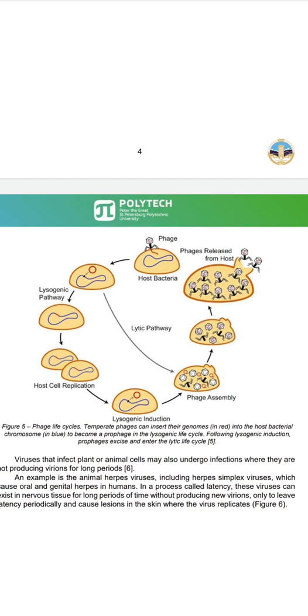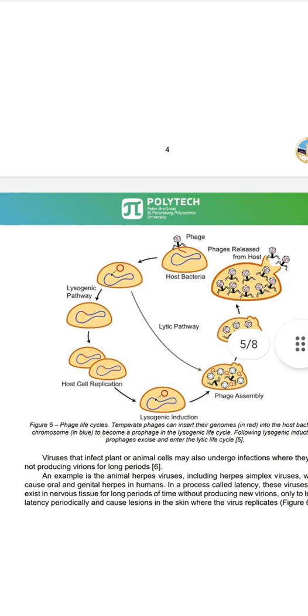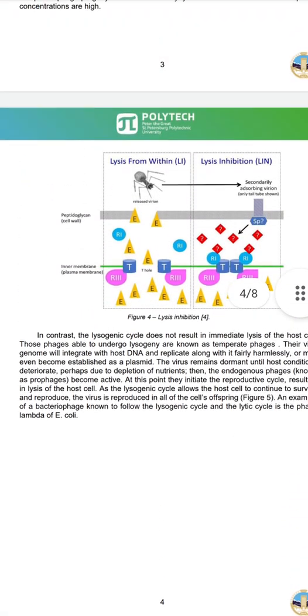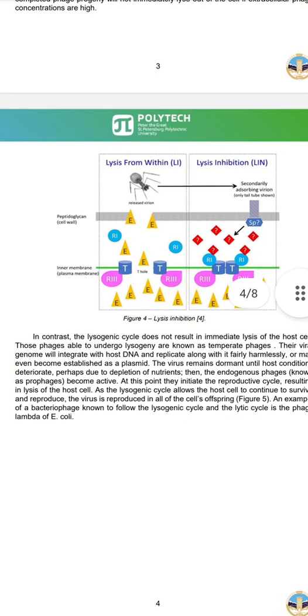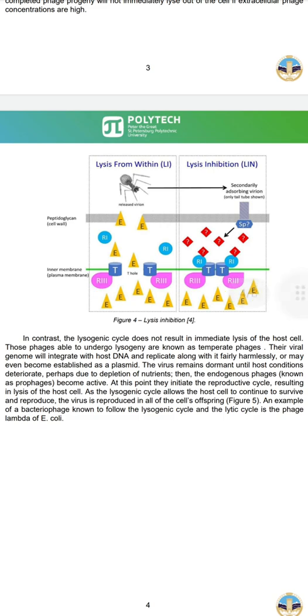To become a prophage in the lysogenic life cycle following lysogenic induction. As the lysogenic cycle allows the host cell to continue to survive and reproduce, the virus is reproduced in all of the cell's offspring. An example of a bacteriophage known to follow the lysogenic cycle and the lytic cycle is the phage lambda of Escherichia coli.